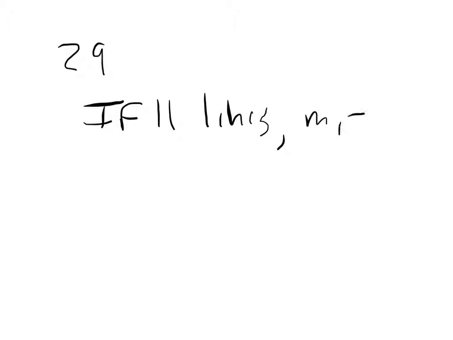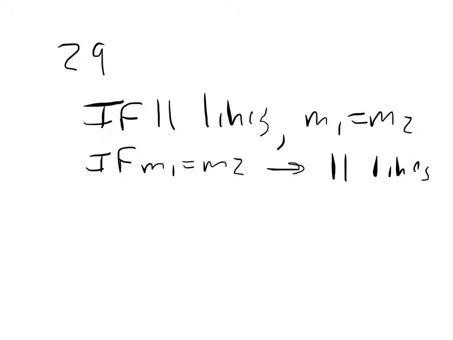Okay, so for problems 29 and 30, 29 I've assigned as a homework assignment and 30 I've assigned as a bonus problem. Basically in 29, you're looking to show that two lines are parallel if and only if their slopes are equal. So that means that if you have parallel lines, then the slopes will be equal. And if slopes are equal, then you get parallel lines.